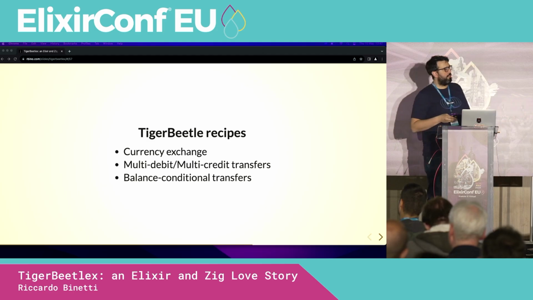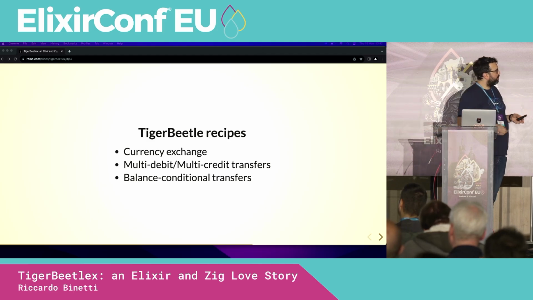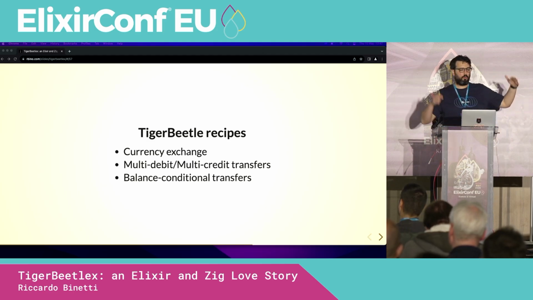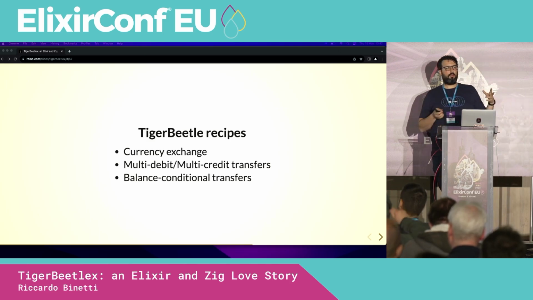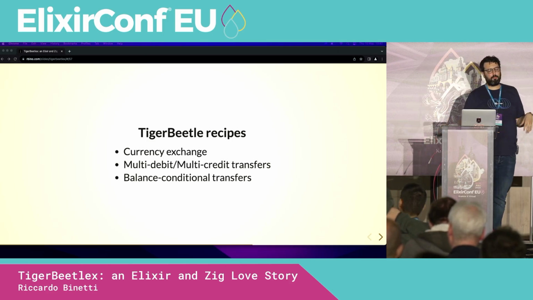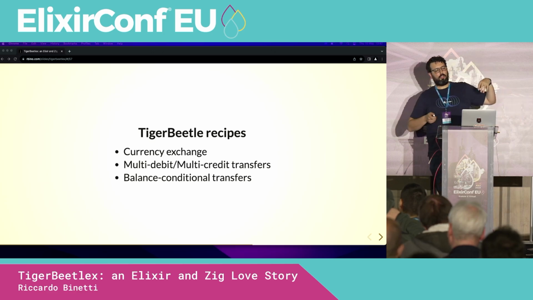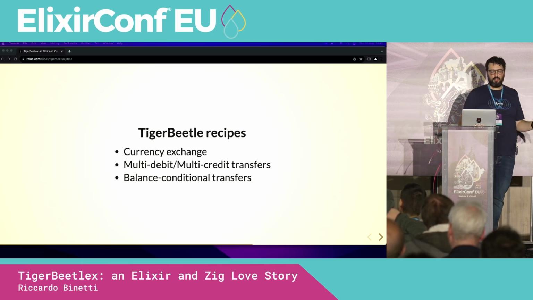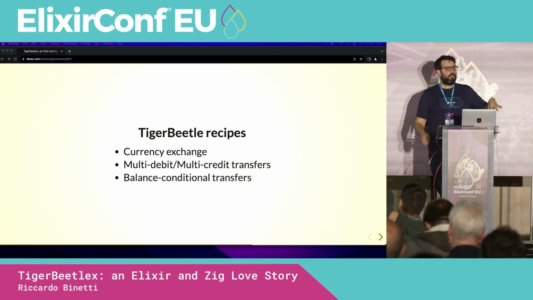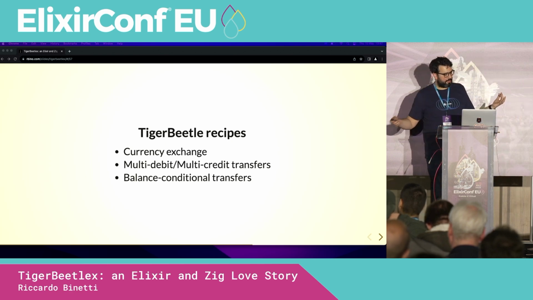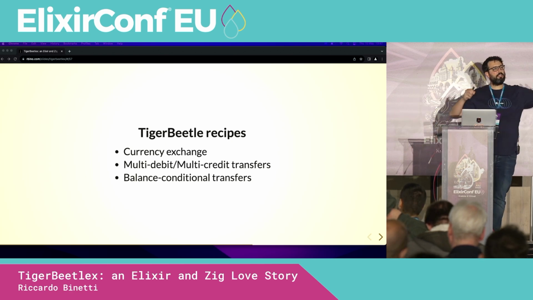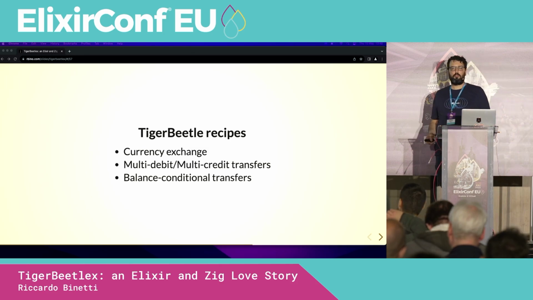For more advanced usage, the TigerBeetle documentation has a whole section on recipes, which are really cool. For example, they show practical examples of how to implement a currency exchange in terms of transfers, multi-debit, multi-credit transfers, and balance conditional transfers. And the cool thing is everything is implemented in terms of transfers.